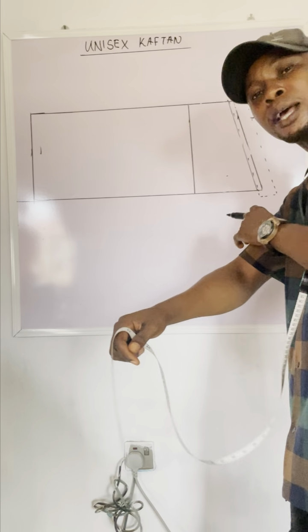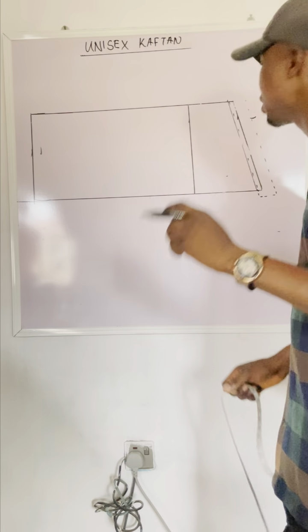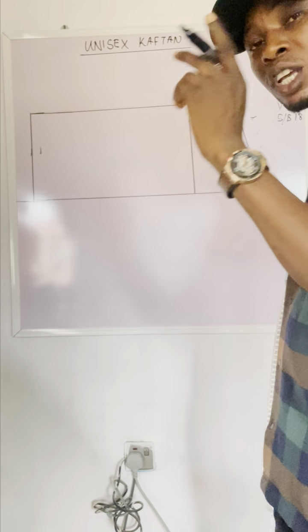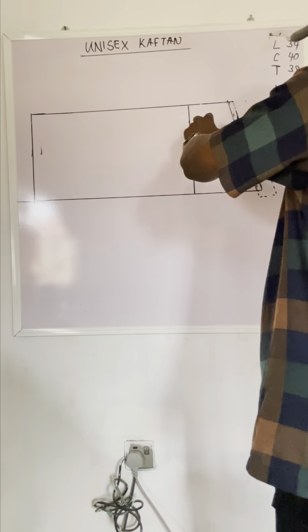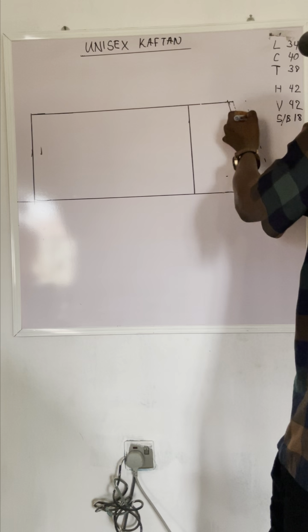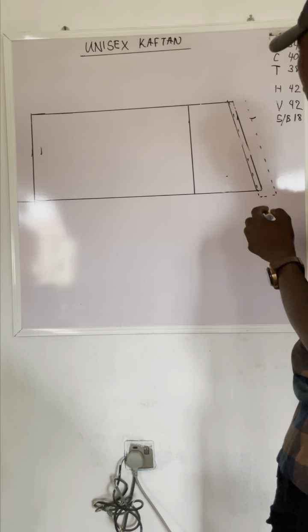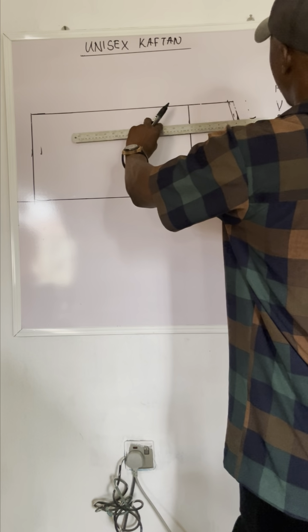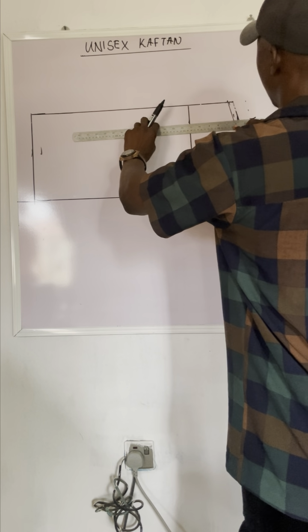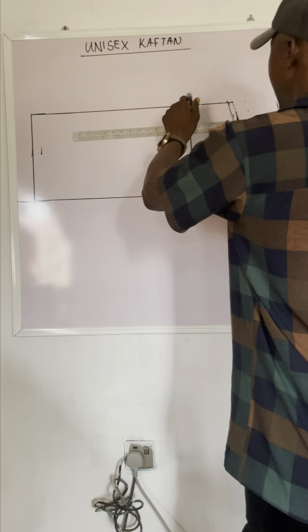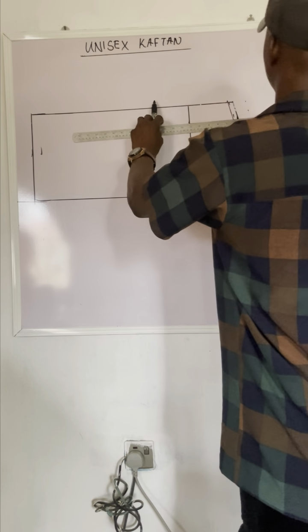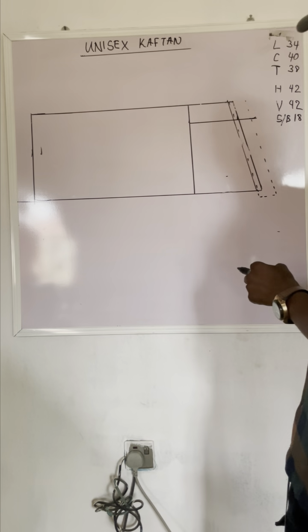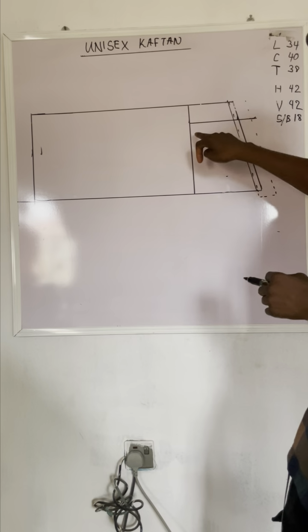I said bicep measurement divided by 2 plus 1 inch. My bicep measurement is 14. Divided by 2 gives me 7, plus 1 inch making 8. This is that 8 from this point. Now, this shoulder line is to come like this, and meet this chest line. Good. So can you see, this is our shoulder measurement, and this is our chest line.